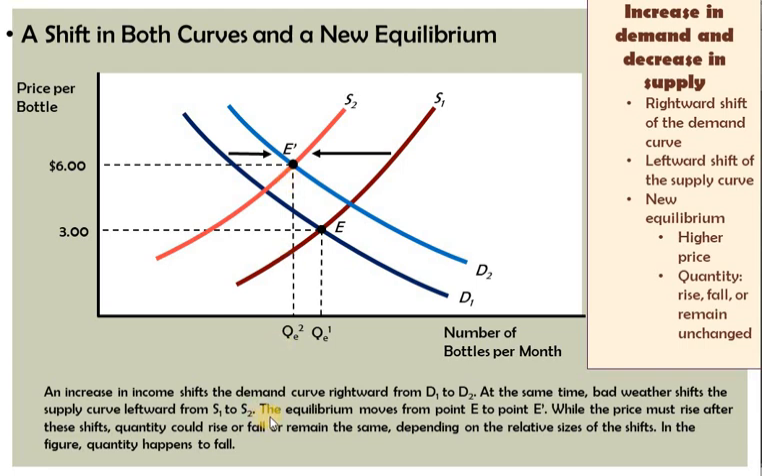Right? So, continue tayo. The equilibrium moves from point E to E'. Mapansin natin, ano nangyari? From here to there. Bakit? Kasi nga po, yung supply natin, bumaba. Yung demand po natin, tumaas. While the price must rise after this shift, quantity could rise, fall, or remain the same. It is definitely dependent on the relative sizes of the shifts in the figure. So, the quantity happens to fall.